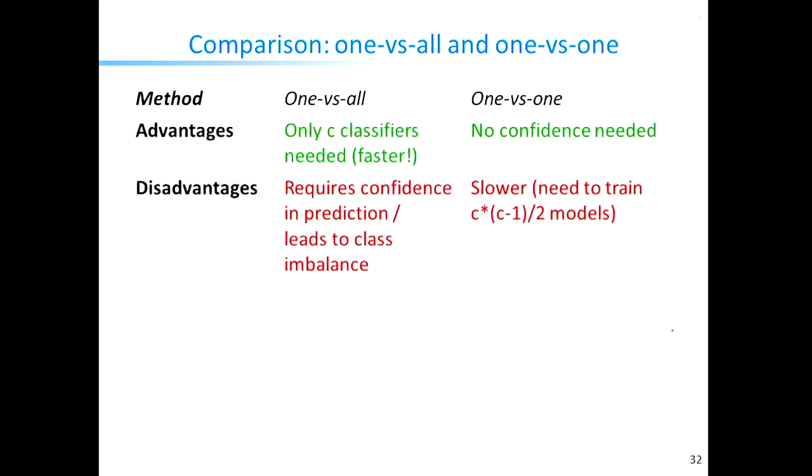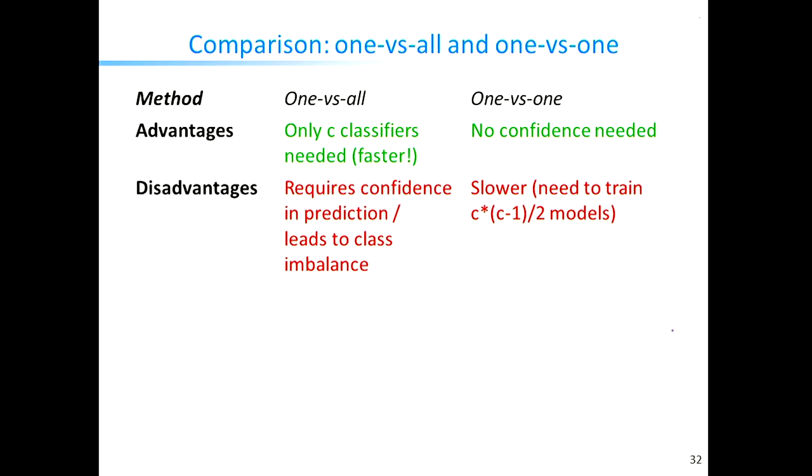Now some comparisons. What's the difference between these two reductions that I've mentioned? One versus all is certainly appealing in the sense that it just uses C classifiers, one for each class. This one versus one needs C choose two, which scales quadratically with the number of classes. If you have three classes, maybe it's not a big deal. If you have 1,000 classes, this might be a problem.